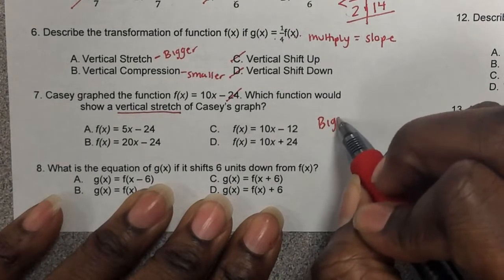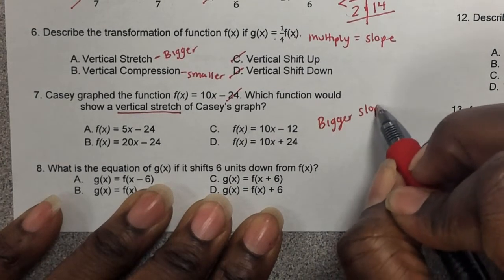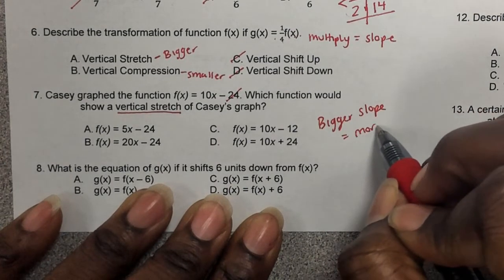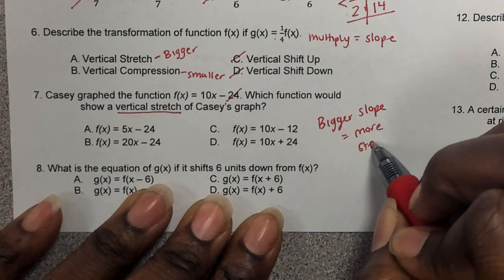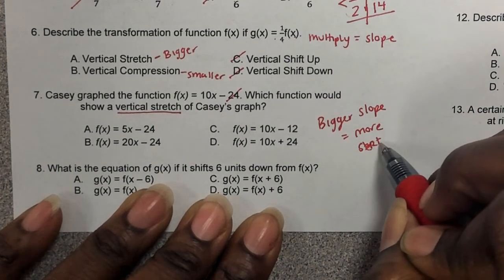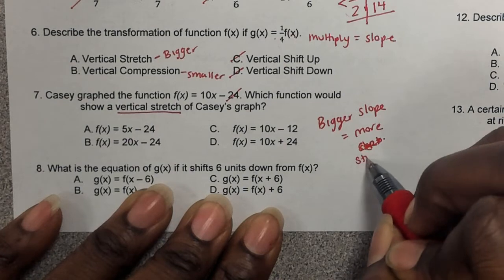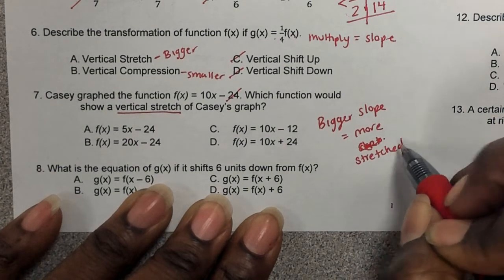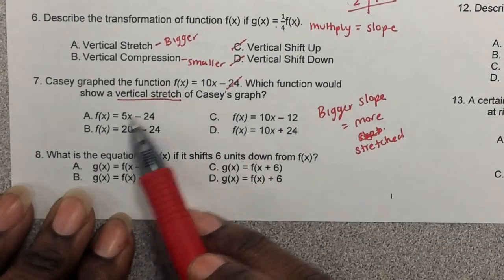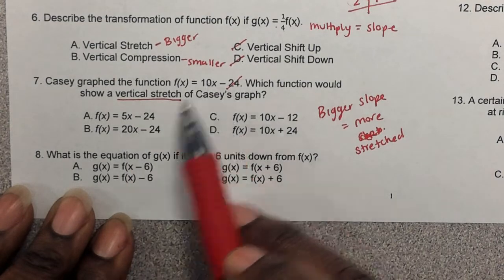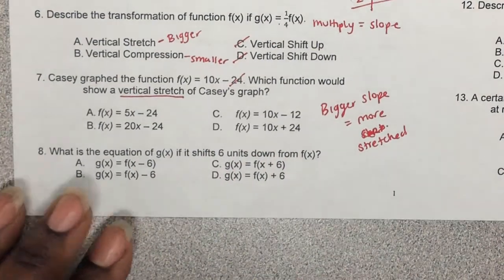Because the bigger the slope equals the more stretched it is. Uh-oh, am I spelling stretched right? No, I'm totally not. Sorry. Stretched. So remember, the bigger the slope, the more stretched it is. Is this number bigger than that one? We need to find the one that's bigger.